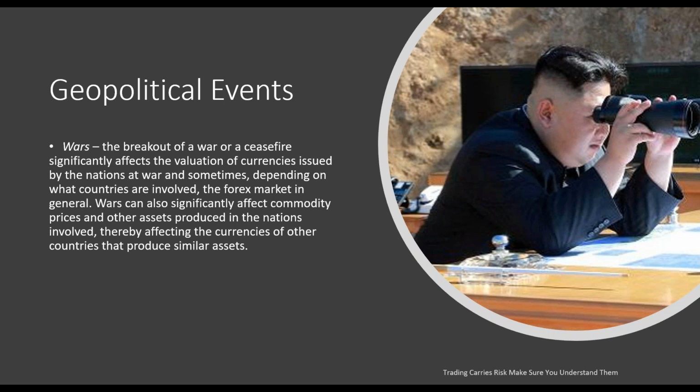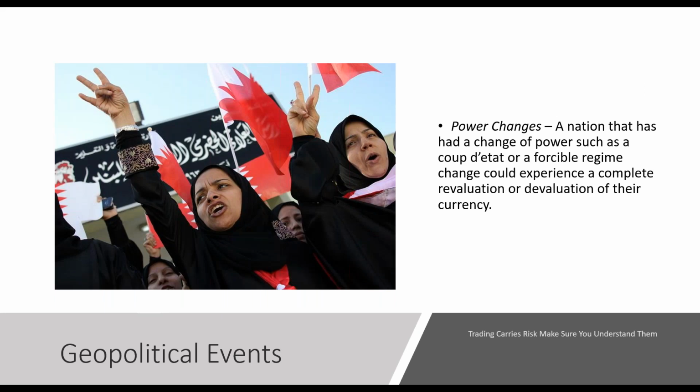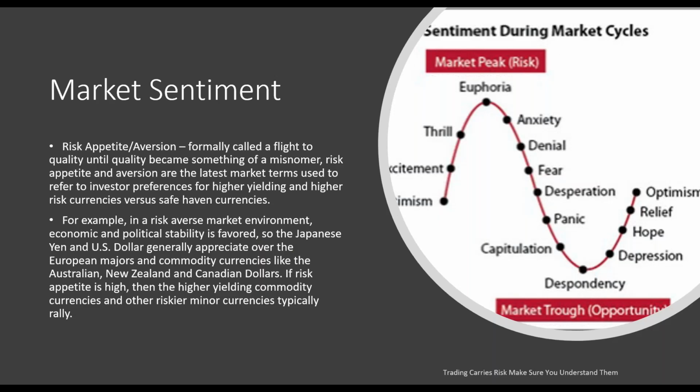So then we come to geopolitical events, which are affected by wars. Every time we see something happen in the Middle East, we see the price of oil go up. They're affected by elections. We have the next election coming up in the US very shortly, with major power shifts and changes. And then we have natural disasters, and the virus falls under natural disasters, along with hurricanes, earthquakes, and tsunamis. This shifts what we call market sentiment. It makes us risk averse or gives us risk appetite.